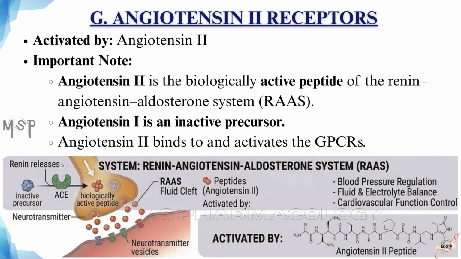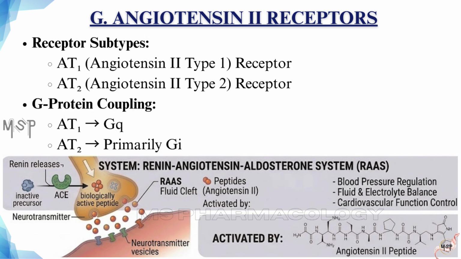Finally, let us examine the angiotensin II receptors, another clinically important family of G-protein-coupled receptors. Before we begin, it is important to note that angiotensin II is the biologically active peptide of the renin-angiotensin-aldosterone system, whereas angiotensin I is simply its inactive precursor. It is angiotensin II that binds to and activates the GPCRs. These receptors are classified into two major subtypes: the angiotensin II type 1 receptor, or AT1 receptor, and the angiotensin II type 2 receptor, or AT2 receptor, both of which mediate the physiological actions of angiotensin II.